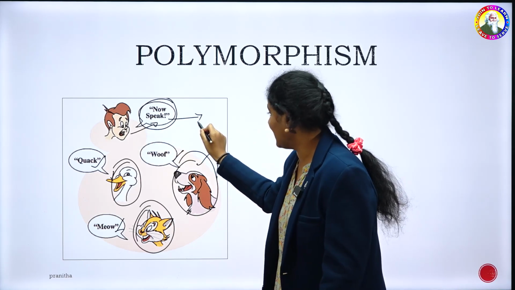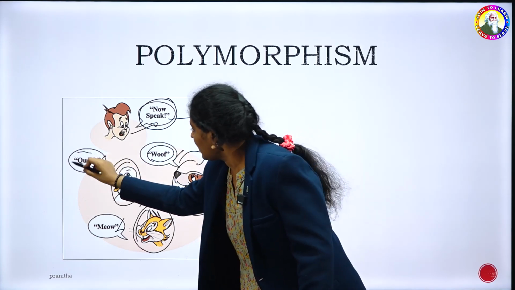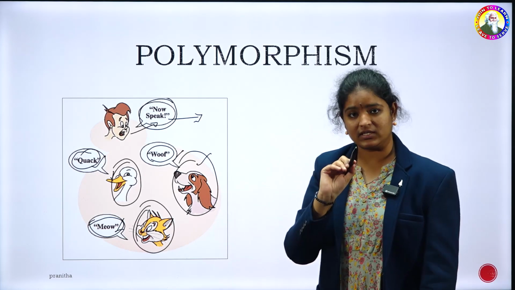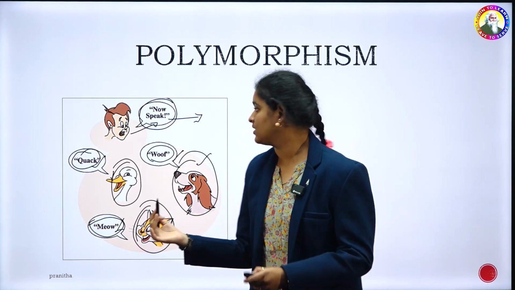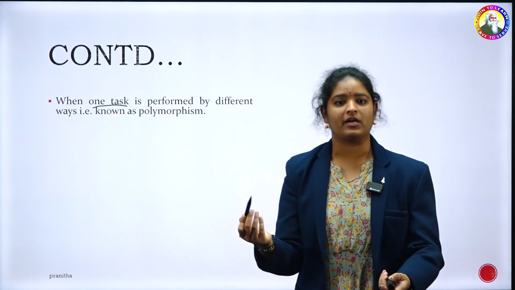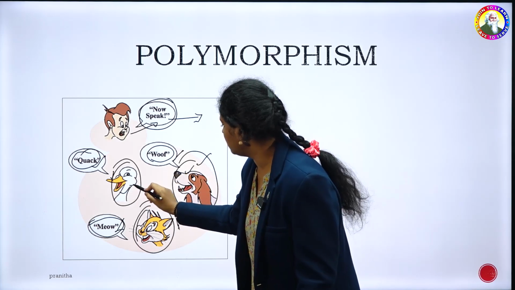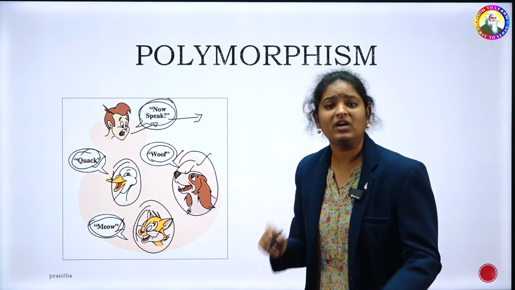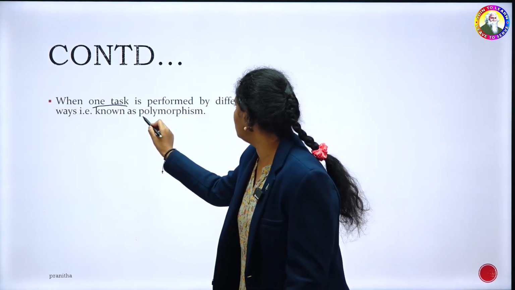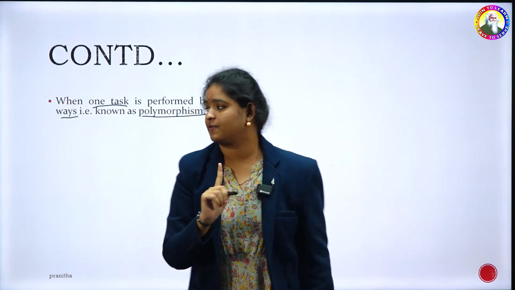We can understand our language, but the dog understands dog language, the duck understands duck language, and the cat understands cat language. Whatever the task is, it will be done in different ways. We can see here only one task. I have said to speak, whoever it may be, a dog, a duck, or a cat. It is only one task, performed by different things. That is called polymorphism: different ways, only one task.